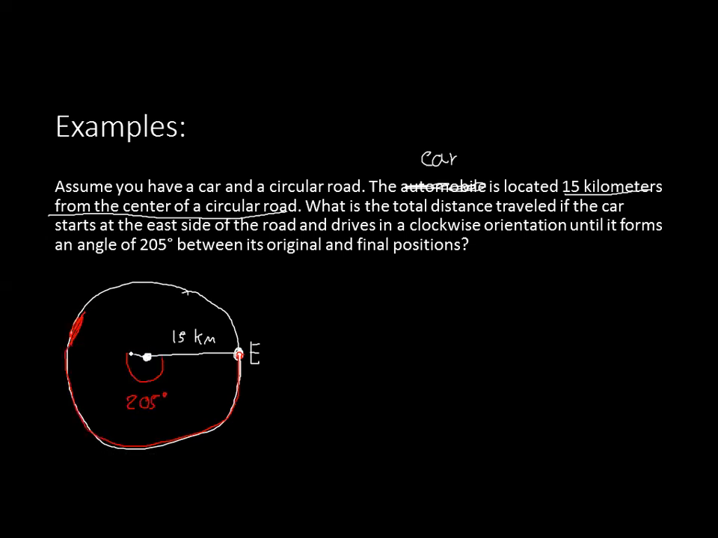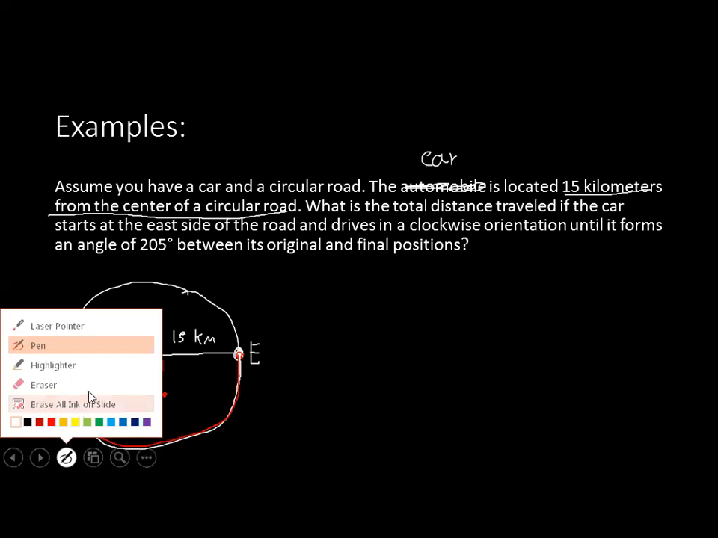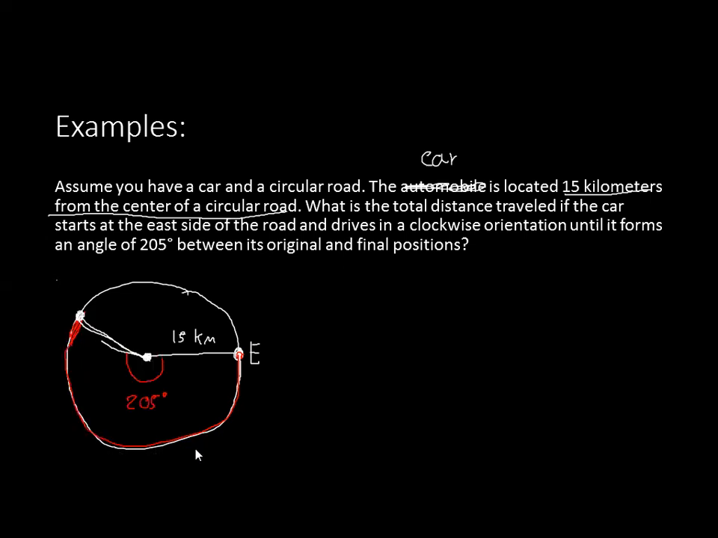Once you stop at this point, you exactly form 205 degrees. So what would be the total distance of this? Basically, the arc length, in other words. From here up to there, how long have you driven? How far, basically, from here up to there?